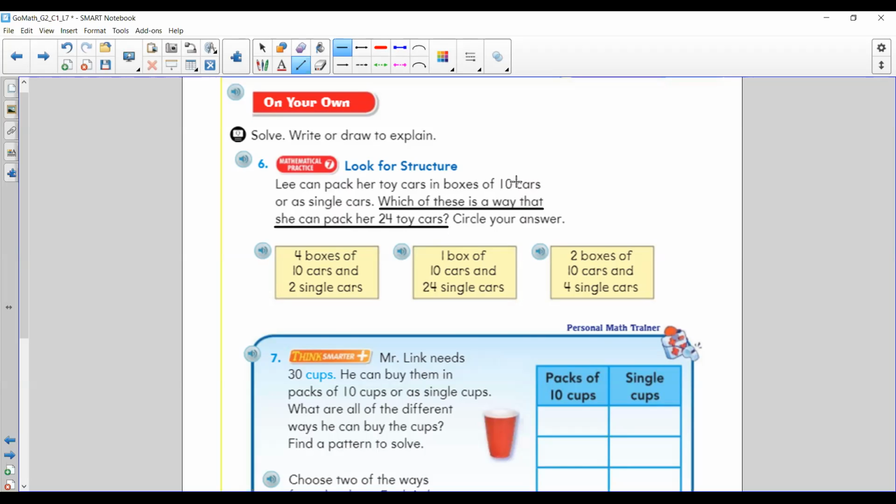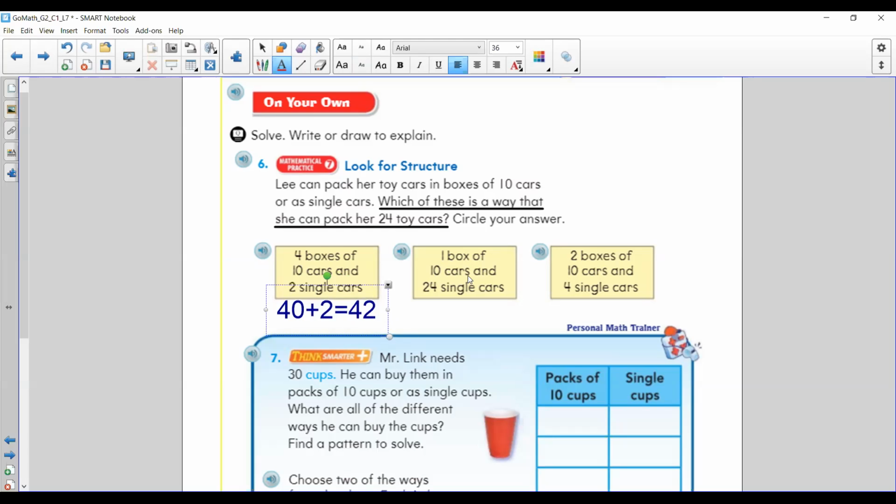So she can pack them as 10 or she can pack them as single. Okay, what if she had 4 boxes of 10 cars? Can you count by tens 4 times? Well, that would be 10, 20, 30, 40, and 2 singles. 40 plus 2. Does that equal 24? No, that equals 42. So we're not going to circle this one.